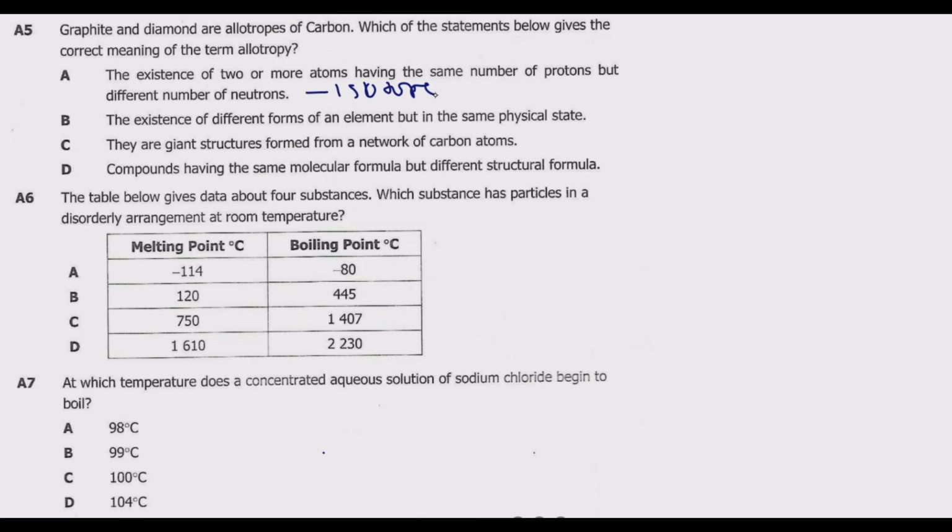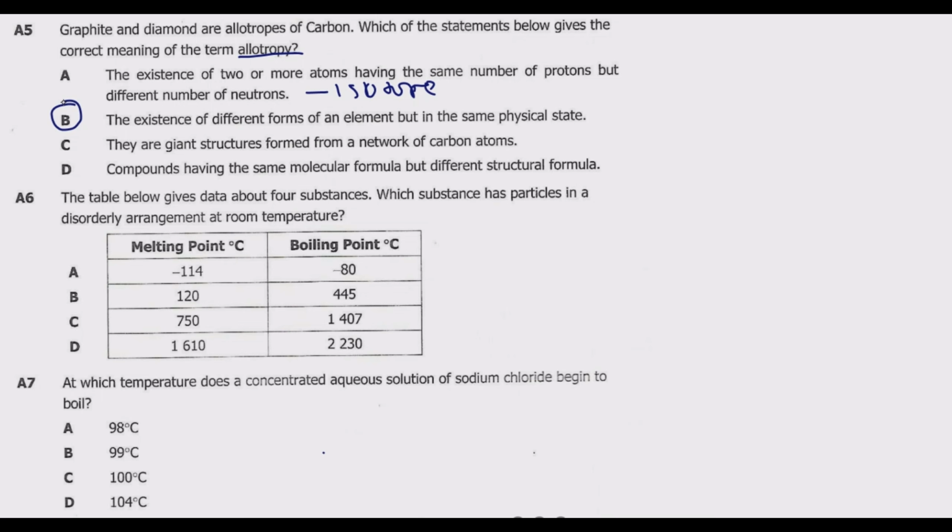So this is an isotope, not an allotrope. B. The existence of different forms of an element but in the same physical state. So this is what is known as an allotrope. So the allotrope is the existence of different forms of an element but in the same physical state.